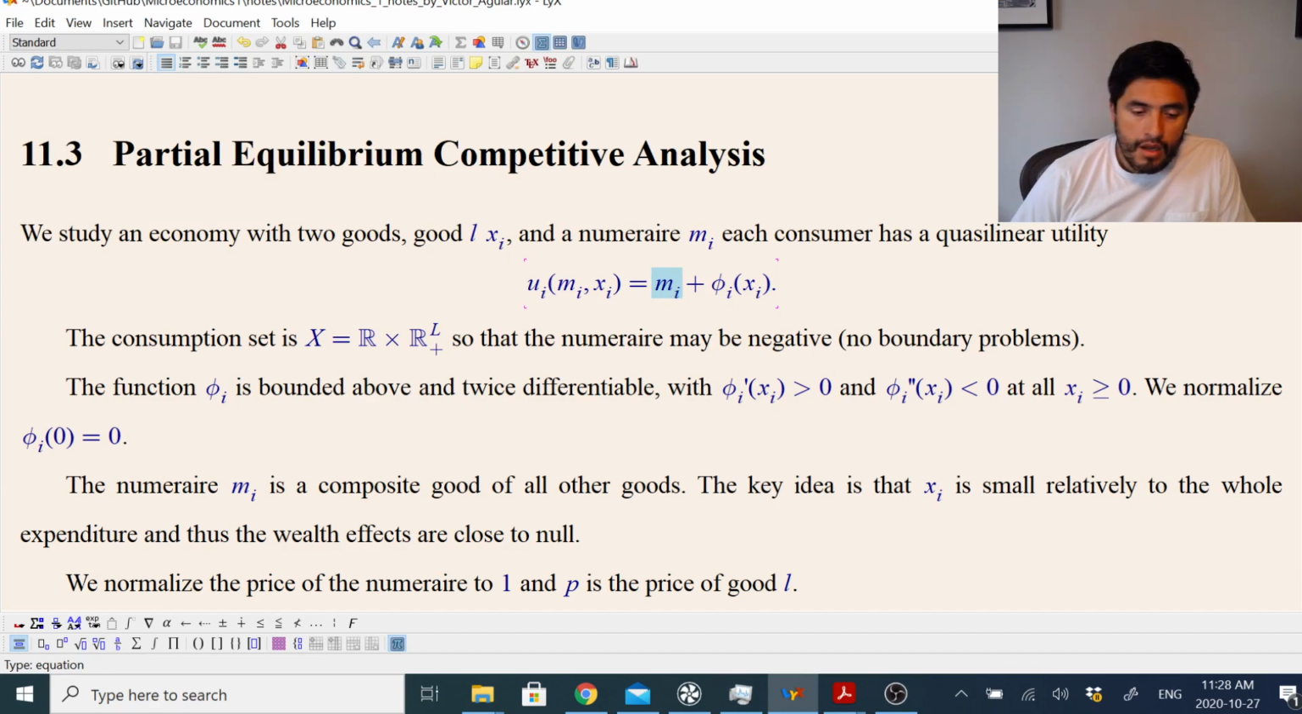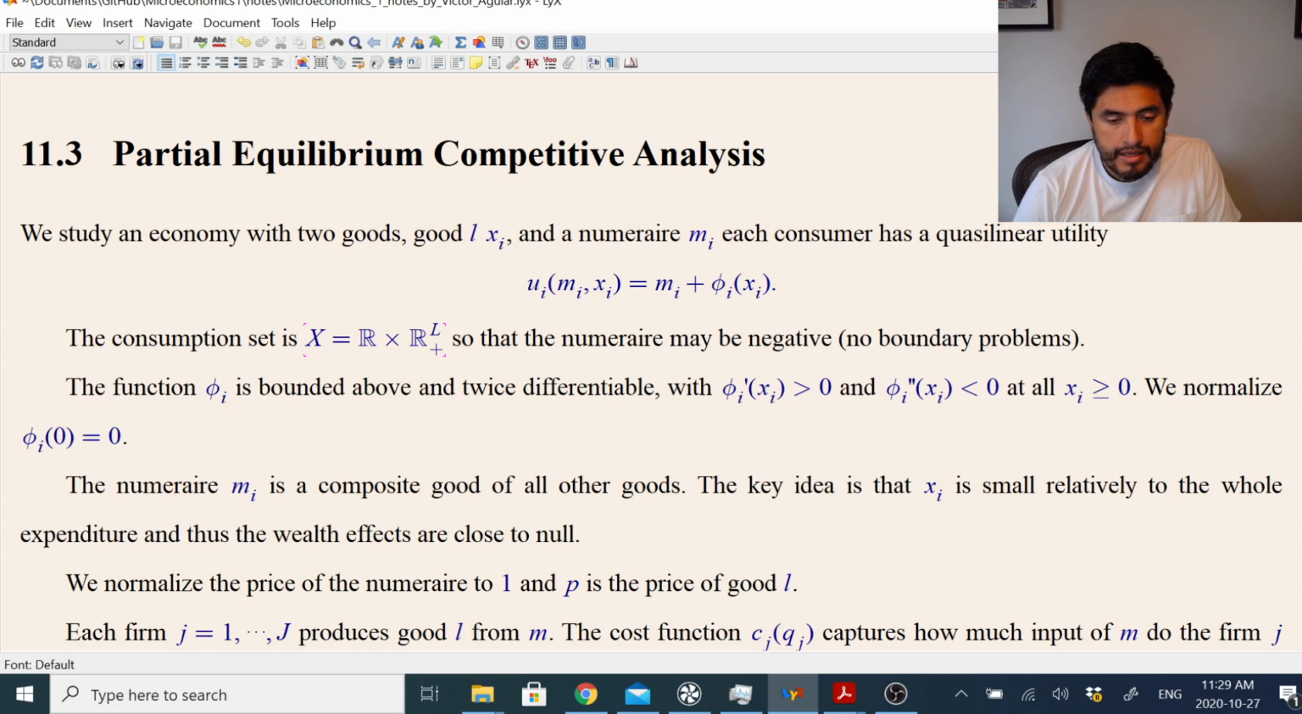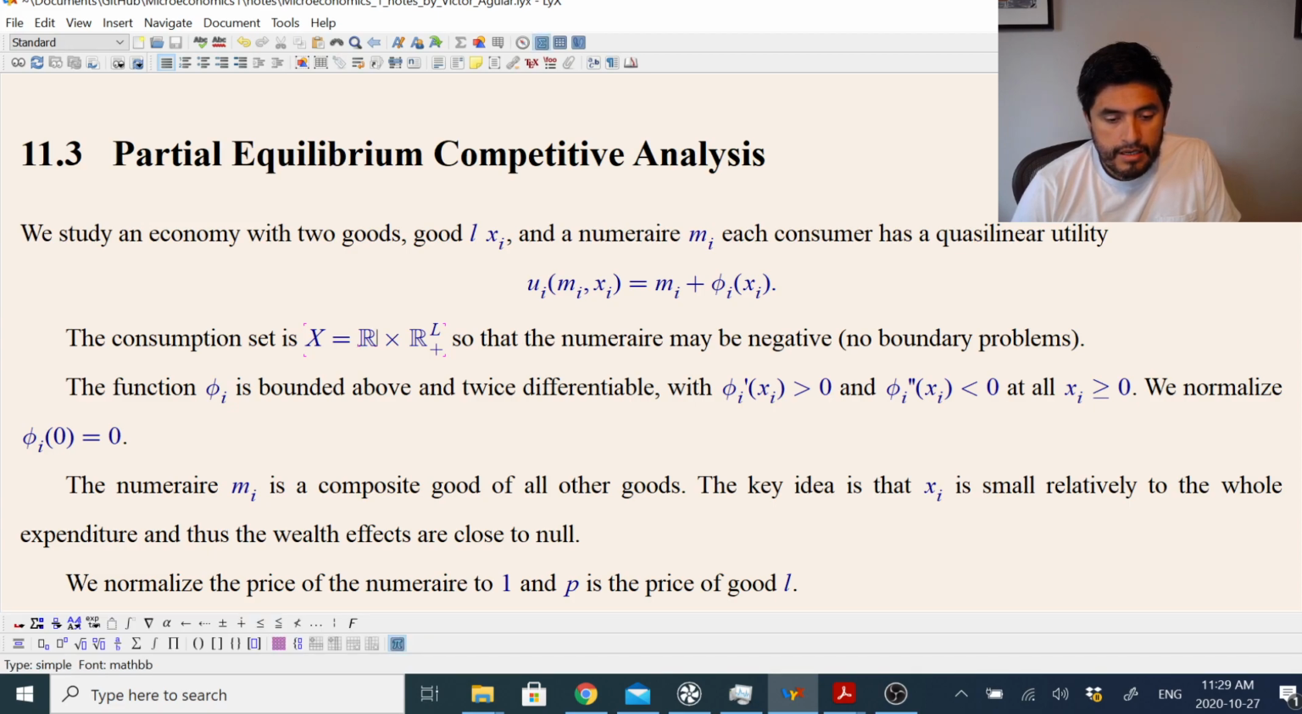Now, the consumption set here, as I said, is basically, in the most general case, the numeraire good times L goods, right? The L goods correspond to the non-numeraire goods.